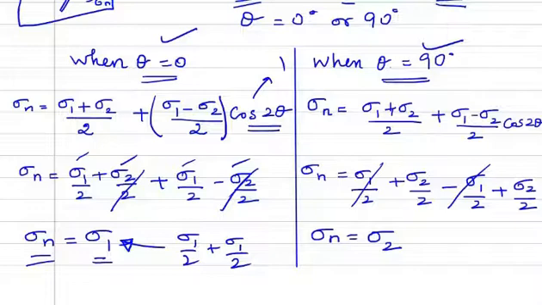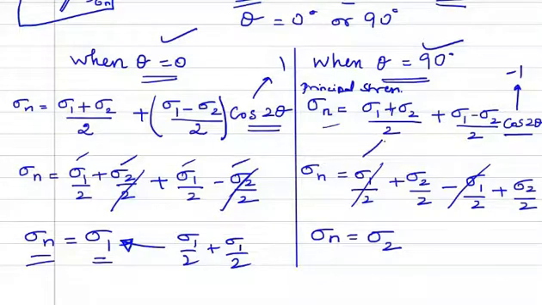Now we have to find the normal stress when the angle is 90 degrees. Sorry, the principal stress. So when theta is equal to 90 degrees, I will be getting cos 2 theta as cos 180 degrees. Cos 180 degrees is minus 1. So this value becomes minus 1. I have split this sigma 1 plus sigma 2 by 2 as sigma 1 by 2 plus sigma 2 by 2. Here I will be getting minus 1.